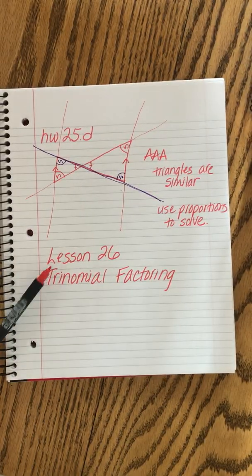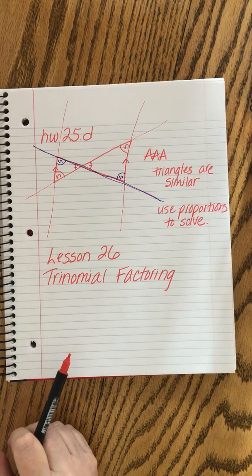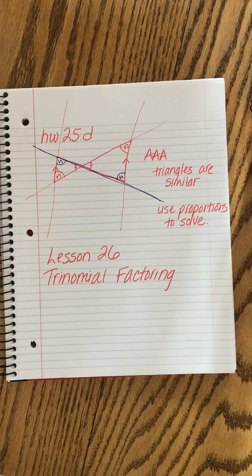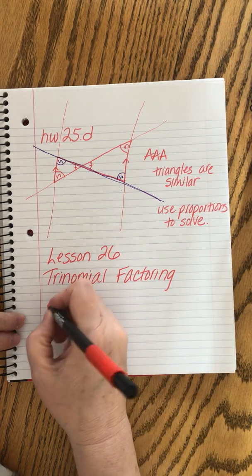Saxon Algebra 2, Lesson 26. We're going to talk about trinomial factoring. Last time we talked about monomial factoring, and we said that it worked like this.